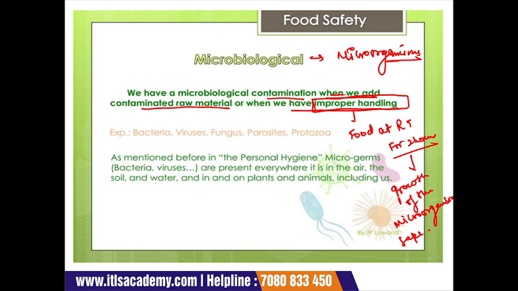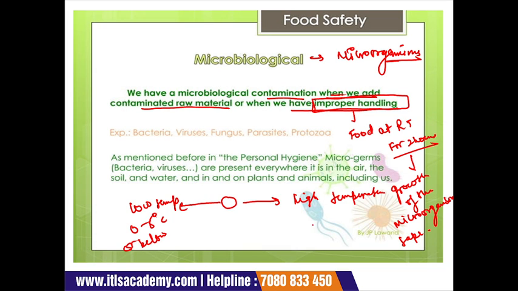Suppose this is the food. We have to put it either at low temperature, that is between 0 to 5 degrees Celsius or below, or at high temperature, that is more than 63 degrees Celsius. For example, bacteria, viruses, fungus, parasites, protozoa.